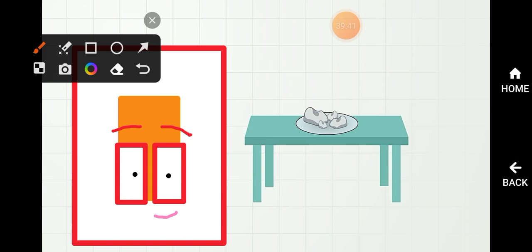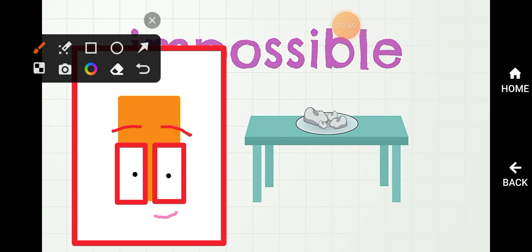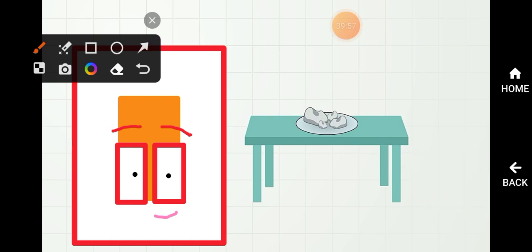And if we know that something won't happen, we can also say that it is impossible. Impossible! Let's say it together. Impossible! Yes, one more time. Impossible!